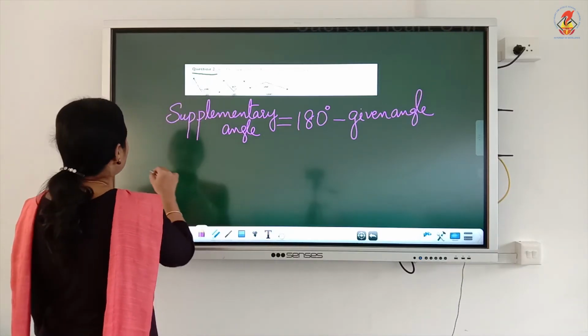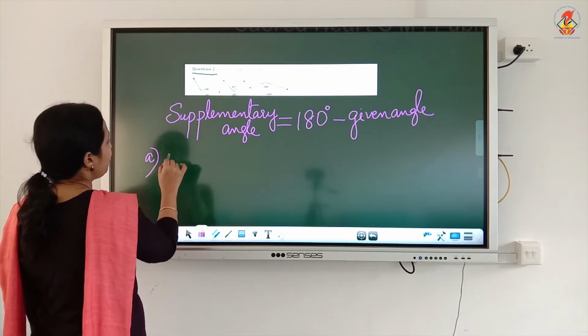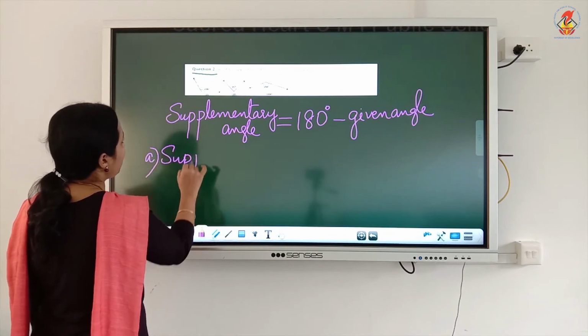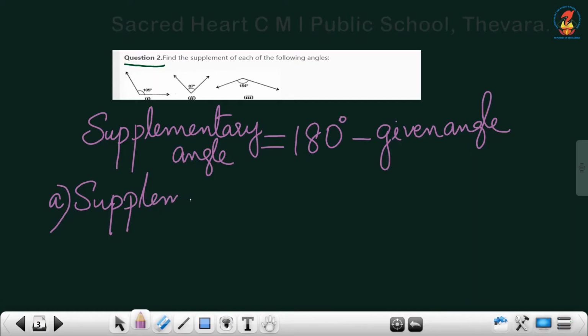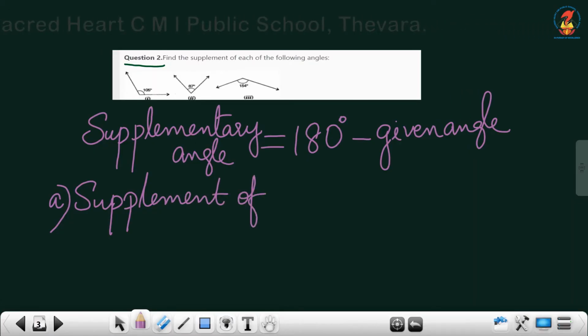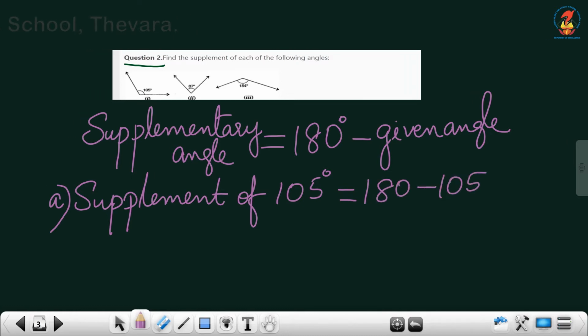So what is the supplementary angle of the first one? Supplement of 105 degrees. 106 degrees, is it? What is the correct question? Supplement of 105 degrees. So what is the answer? 180 minus 105. Put the degree symbol. 180 degrees minus 105 degrees. What is the answer?